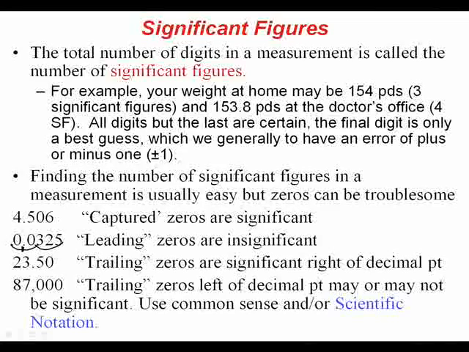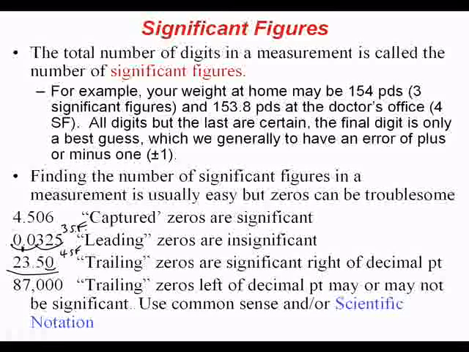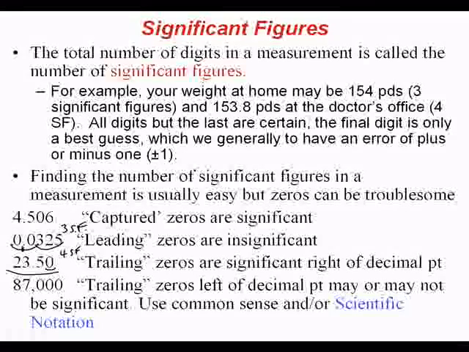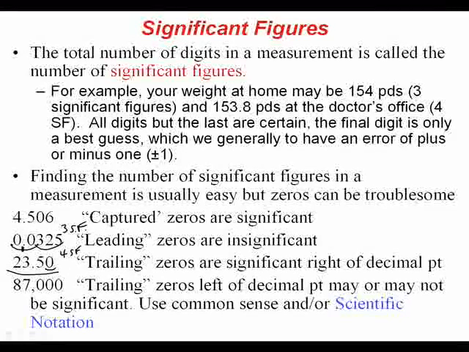Our friend here, though, if he's got a 0 to the right of the decimal point, he is significant, and this number has 4 significant figures. Trailing zeros left of the decimal point may or may not be significant. For example, this may have 2, 3, 4, or 5 significant figures. We don't know because we can't see the piece of equipment this was measured on.